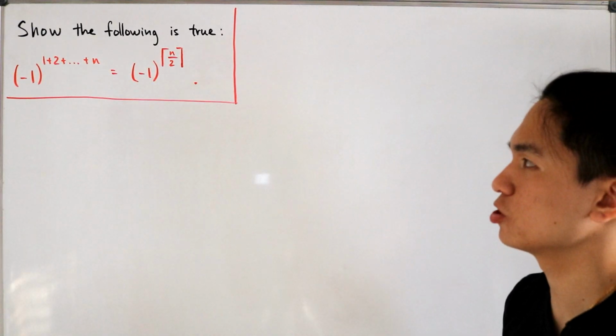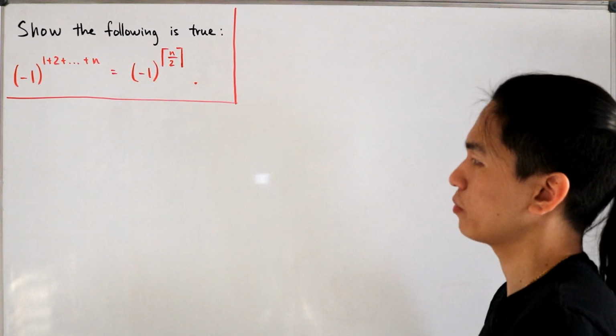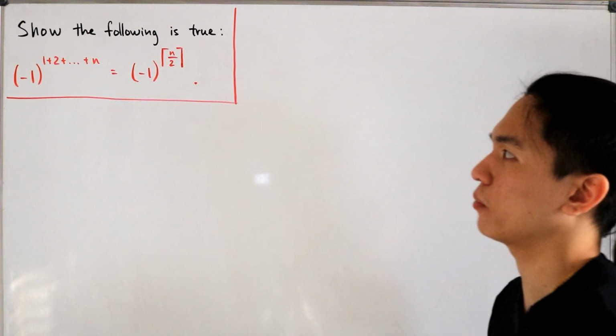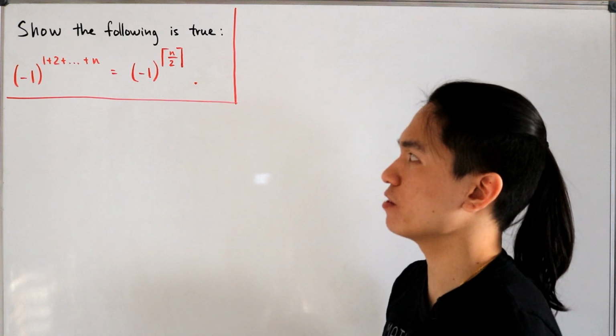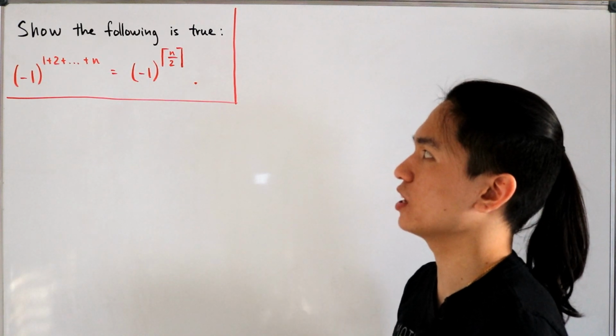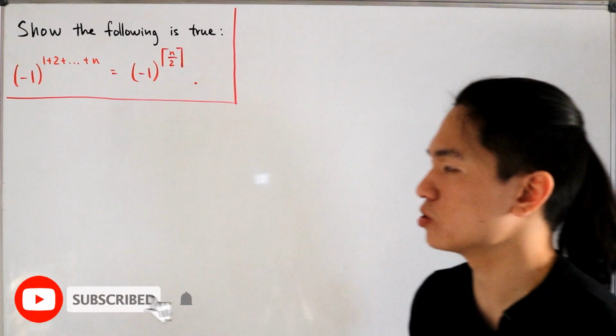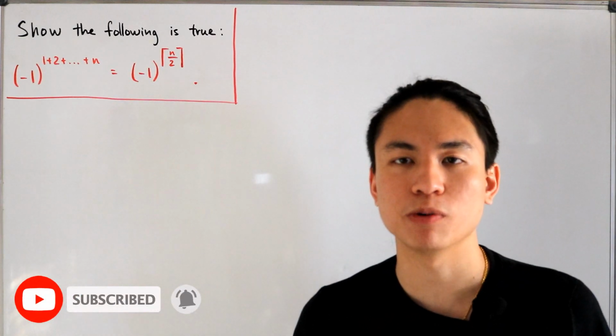So here today we want to show that the following equality is true: (-1)^(1+2+...+n) is equal to (-1)^⌈n/2⌉. So in a sense, we have a little number theory proof we want to show.